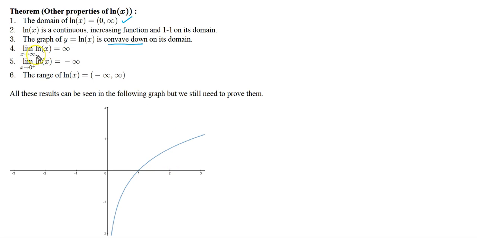The limit as x goes to infinity of the natural logarithm is infinity. What that means is that this graph, if we were to continue it, does actually continue to go upward towards positive infinity. It does not flatten out and never go above some bounding line. That doesn't happen.